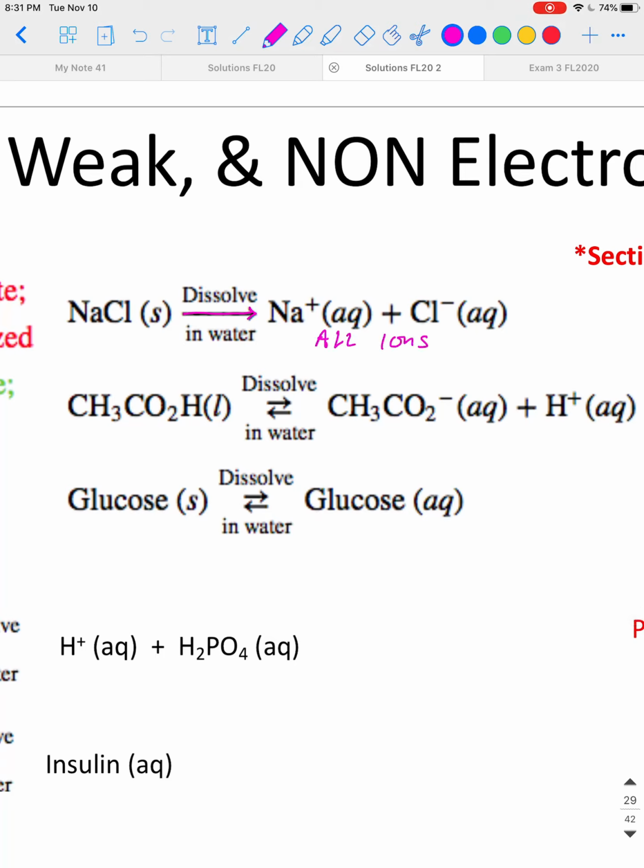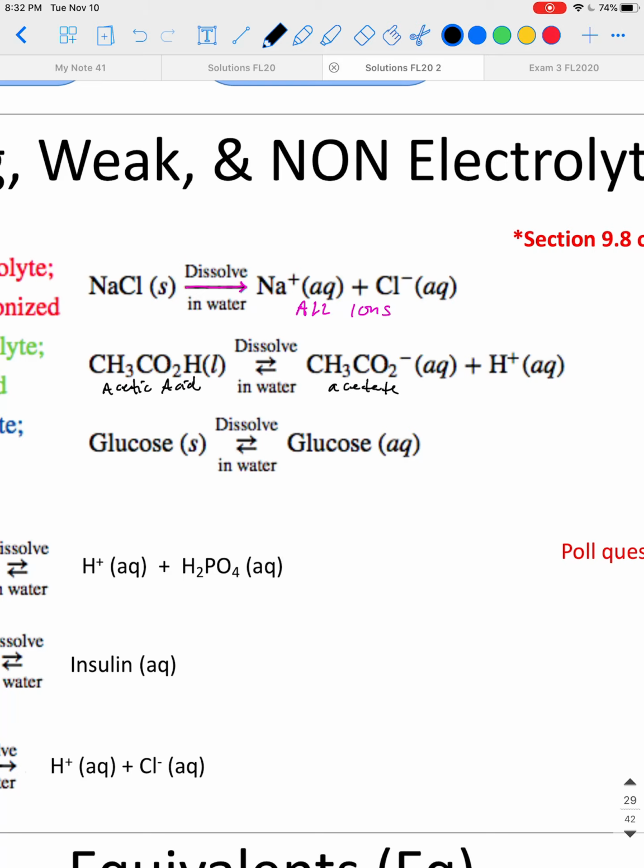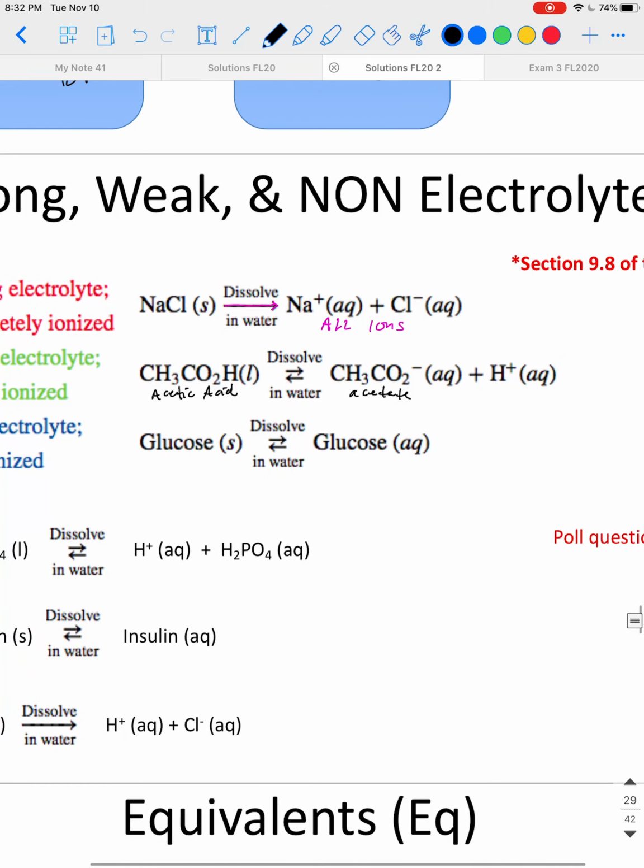All right. A weak electrolyte, on the flip side, is one that you will have some of the original compound left over. So, for example, acetic acid, CH3CO2H. This is acetic acid. It will dissolve and give you acetate anion, and the hydrogen ion. But then those two things can recombine and make more acetic acid as well. It's a weak electrolyte because, and it's represented by this double arrow here, indicating that you'll have both in solution, not just ions and not just your compound.